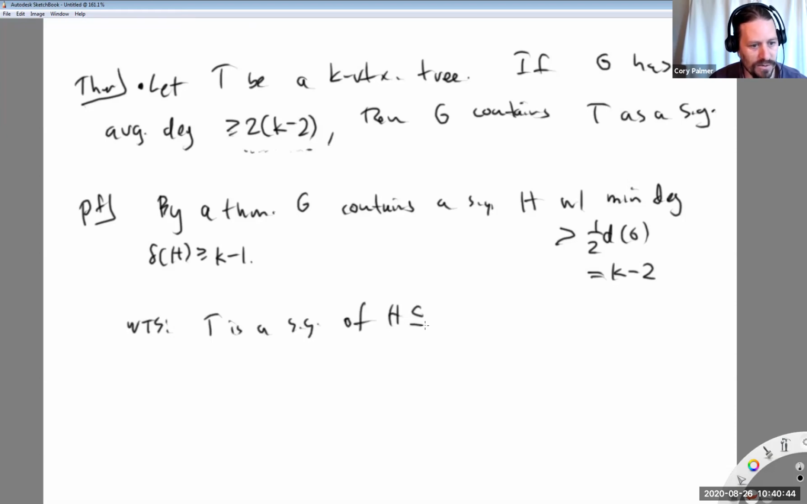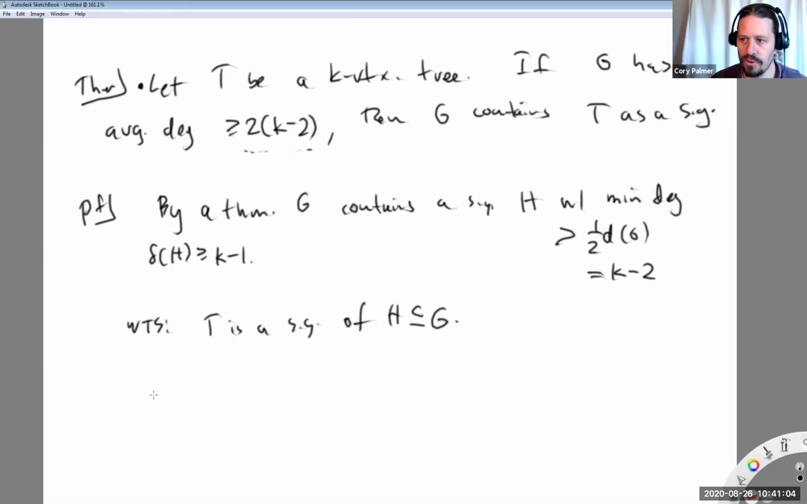I actually didn't use this notation. It's not uncommon to use the standard set notation for saying H is a subgraph of G. Of course, this doesn't technically make sense because G is not a set. It's a pair of sets of edges and vertices, and so on. But anyway, that's how we use that notation. So I want to find T as a subgraph of H, and I'm going to do this with the following procedure.